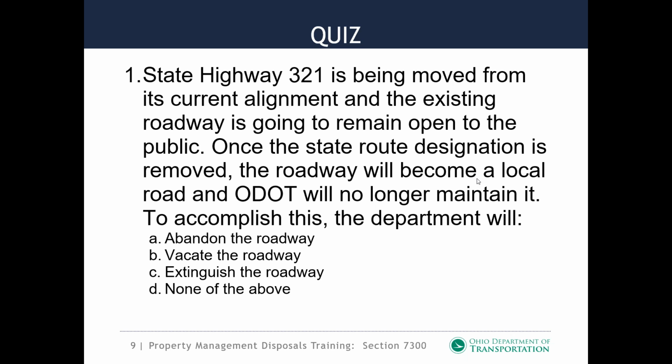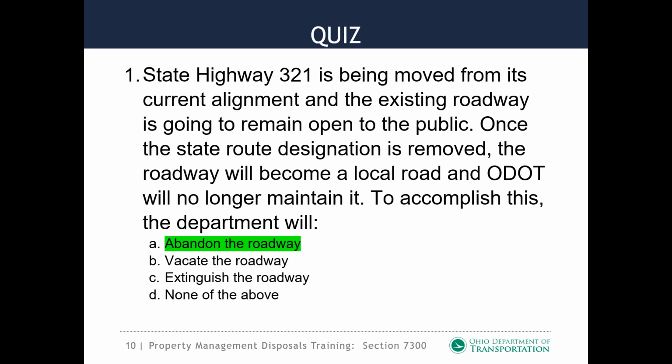I'm getting a whole slew of A's. Oh, got a C. A is correct. You would abandon the highway. If you abandon it, it will go to the locals.